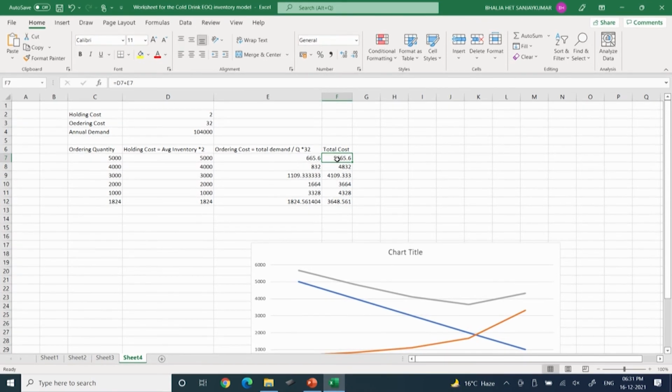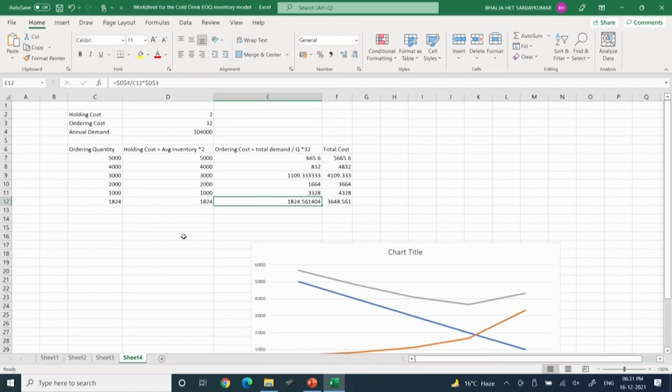Here randomly I can substitute the value of Q. So, when you look at this, when I substitute randomly say 1824, for example, the total cost is minimum, how much? 3648. So, the optimal ordering quantity is 1824. You should remember the values in the C column I have randomly substituted, but since I am doing trial and error, this is not the right way.